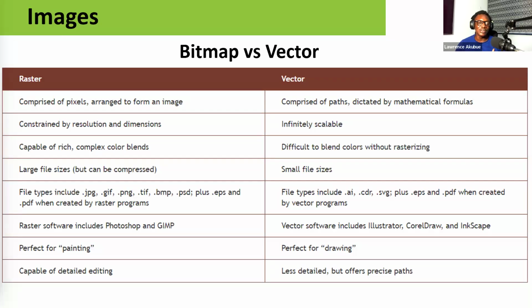The other one does not have that constraint. It is capable of rich, complex color blends. I've talked about color blending in the other one. It is difficult to blend color without rastering, so most of the time you combine from one form of picture to another form of picture. The bitmap or raster has a large file size. This one has a small file size.